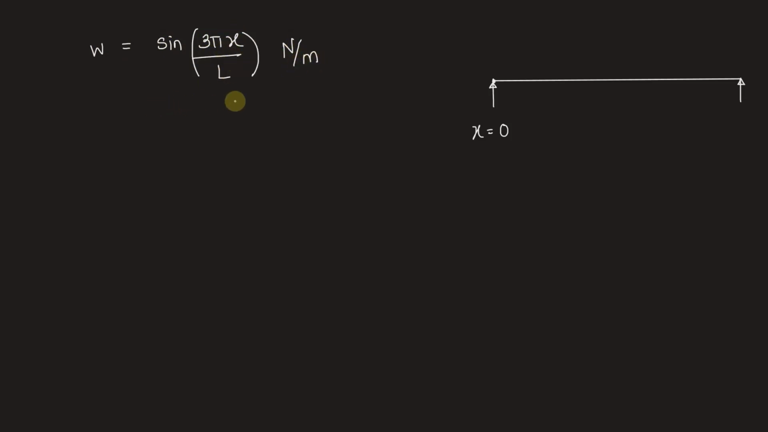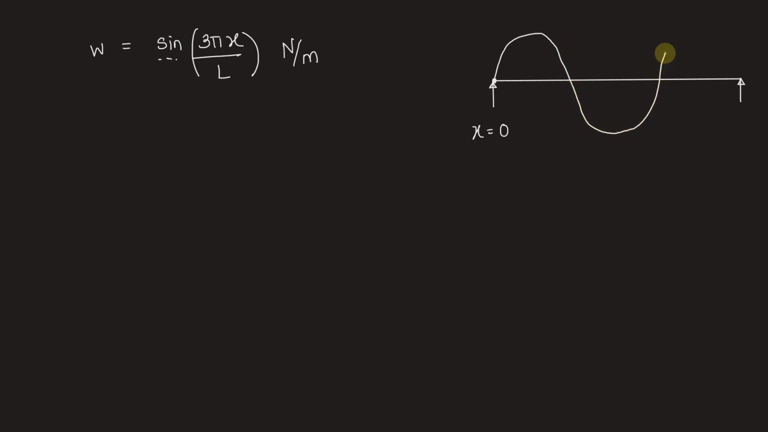This is the non-uniformly distributed load. It's a distributed load, but it is not uniform throughout. It is going to vary as per the sine function. So at x equal to 0, we see the value of sine is 0. So it should start with 0 and then increase and follow the sine function.